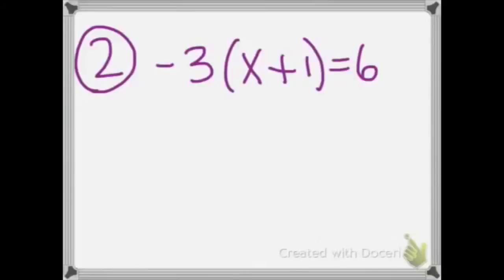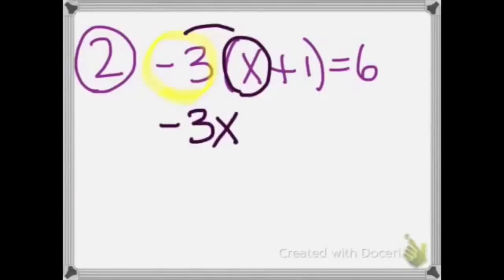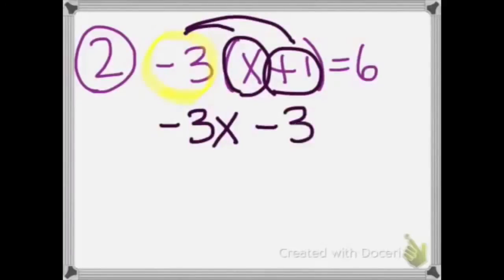On example number 2, this corresponds to the example number 2 that I gave you earlier. What we did here is we had to distribute with multiplication. So we're going to take this negative 3 and we're going to times it by this x. Negative 3 times x is negative 3x. Then we're going to take the negative 3 and times it by the positive 1. Negative 3 times 1 is negative 3 equals 6.